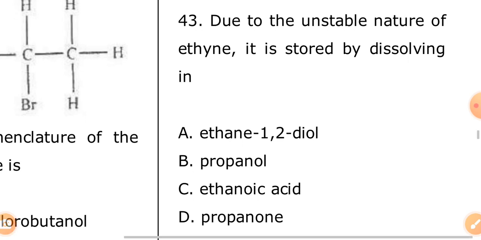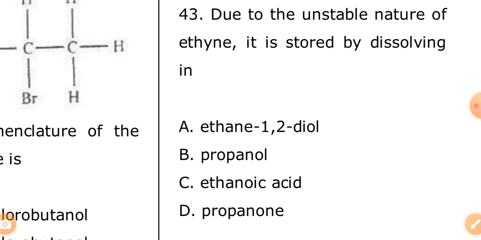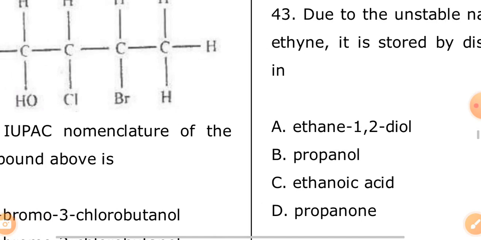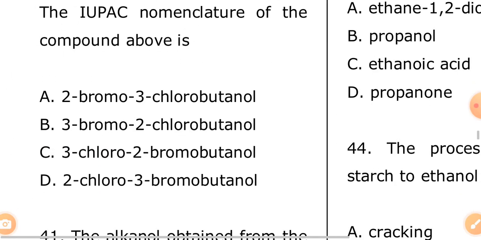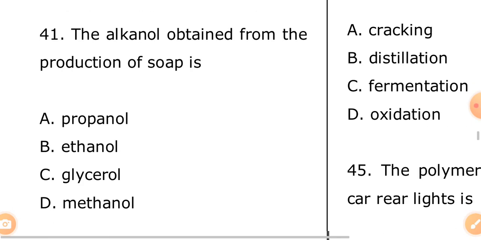Due to the unstable nature of ethyne, it is stored by dissolving in propanone. The answer actually is propanone. Ethynes are stored in propanone. Do you understand?